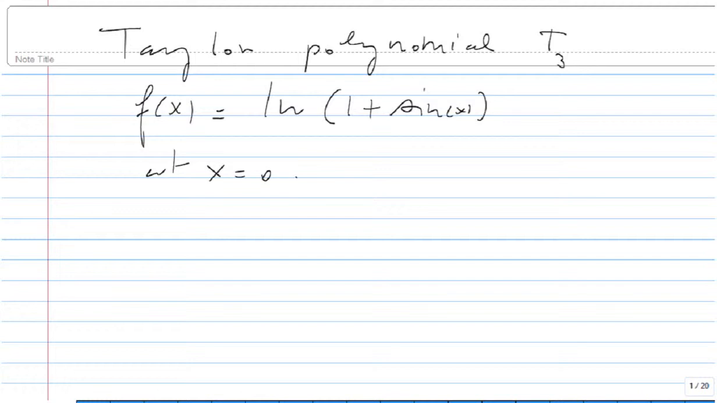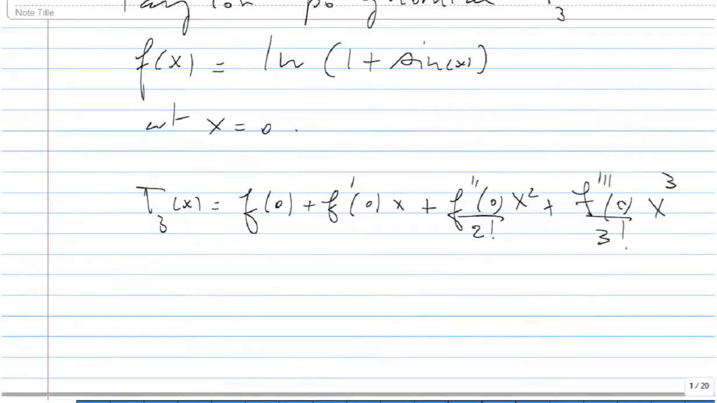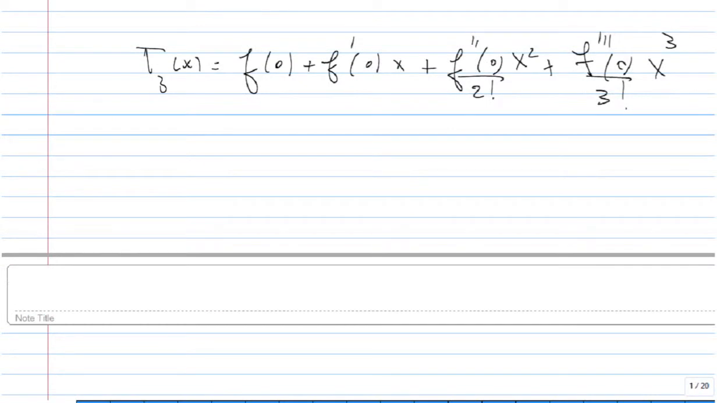So first, we know that the formula will be T3 of x equals f of 0, this is the general formula, plus f prime of 0 x plus f double prime of 0 over 2 factorial x squared plus f triple prime of 0 over 3 factorial x cubed. That's the general definition of T3. So we need to come up with f prime, f double prime, and f triple prime.